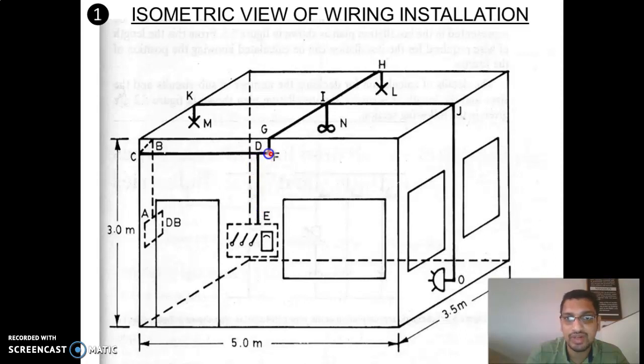Then DF. What is DF? We assumed it's 0.2. In DF there are 3 phase wires, outgoing from the switchboard coming to DF. So 0.2 into 3. Then FG. F is located at 2.5 from floor level, but G is the ceiling level. The height of the building we assumed 3 meter. So FG is 3 minus 2.5, that is 0.5.